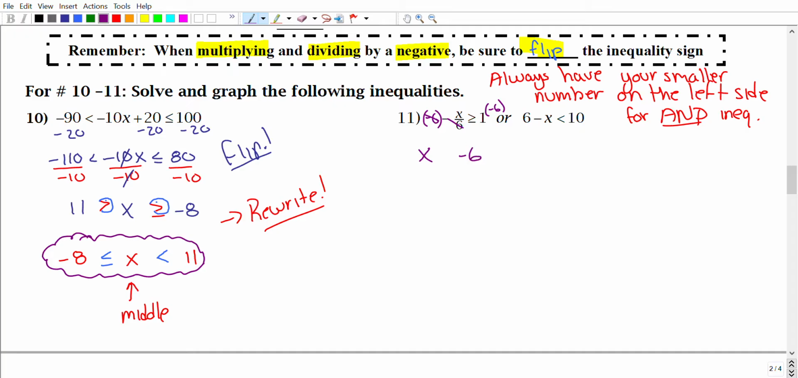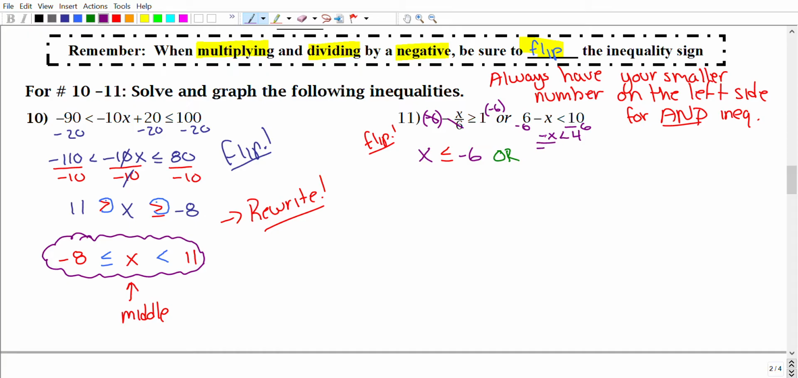But remember, I multiplied right now by a negative number. So I have to flip. So my symbol now is a less than or equal to. Okay. Or let's do this right side here. I have to get rid of my 6. So I get negative x is less than 4.